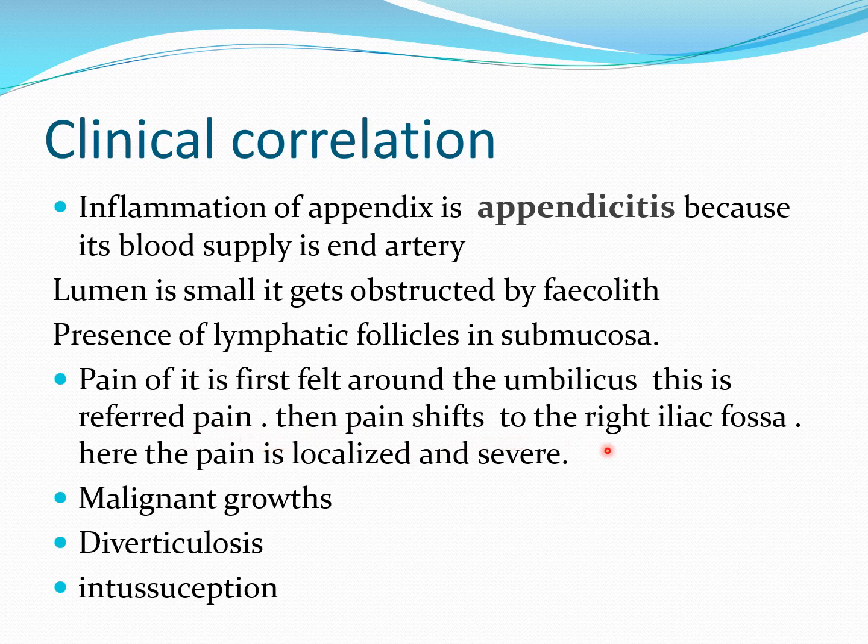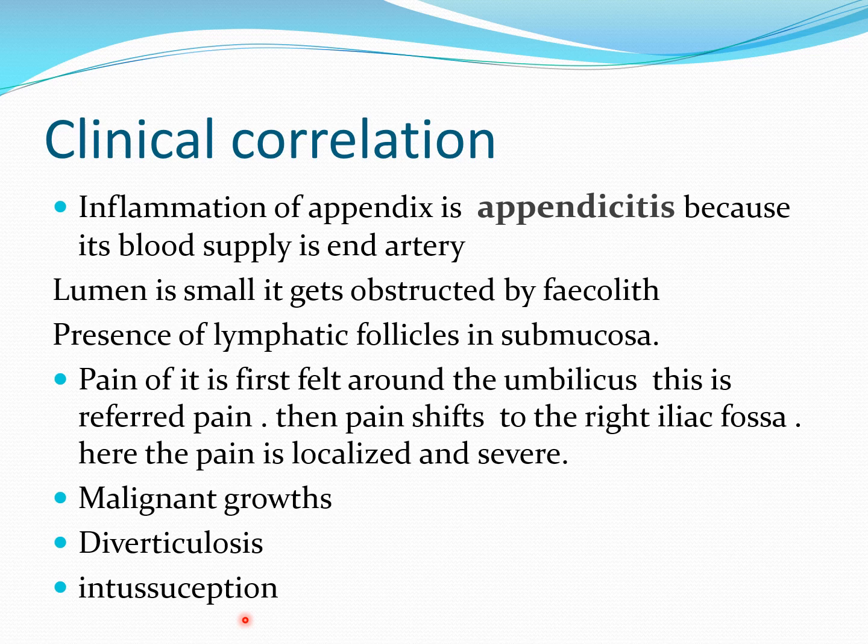Then the pain shifts to the right iliac fossa. Here the pain is localized and severe. Malignant growth, diverticulosis and intussusception are other applied anatomy related to the appendix. Inflammation of the appendix we call appendicitis. It usually manifests with pain, vomiting and temperature.